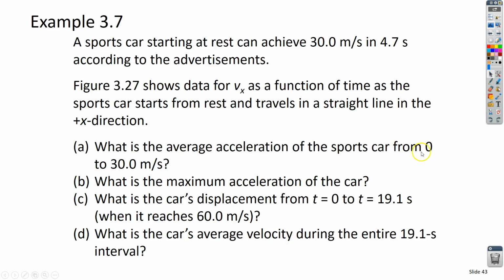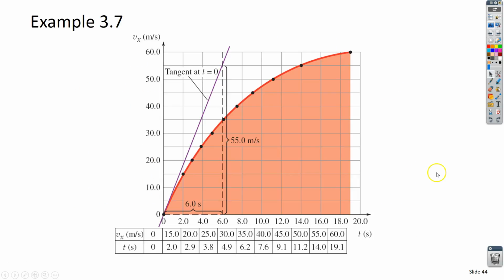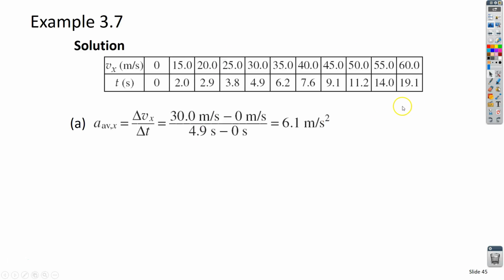This is a good example. We have a sports car starting at rest, can achieve 30 meters per second in 4.7 seconds. There's a figure that we're going to use next, and they want us to find the following things for that car. So they want us first to find the average acceleration from 0 to 30. So this is our figure that we're going to use. We'll notice that we have a velocity that is changing, so it's becoming less and less over time. So our velocity is increasing, but the slope of the line that we would get with this would be decreasing as we go. So we're going to have to look at some instantaneous accelerations.